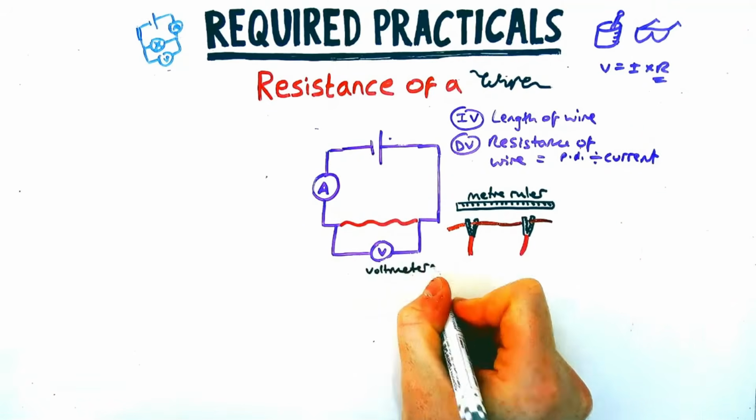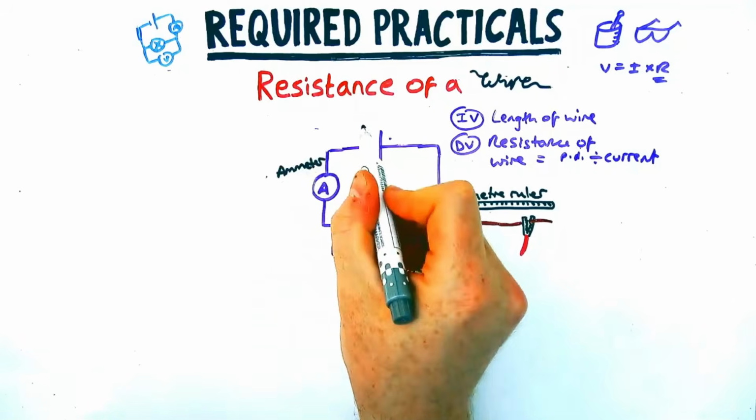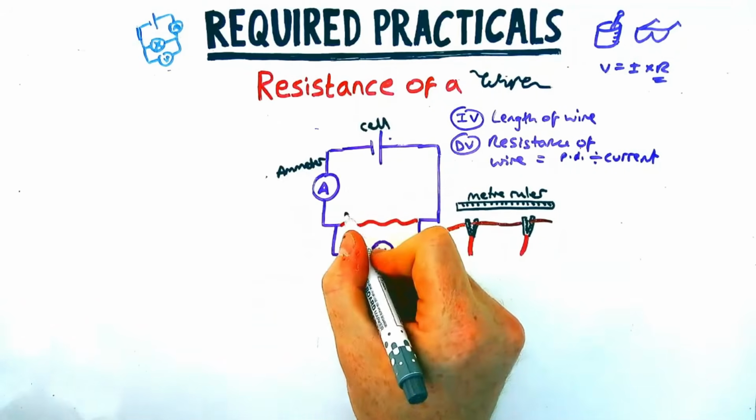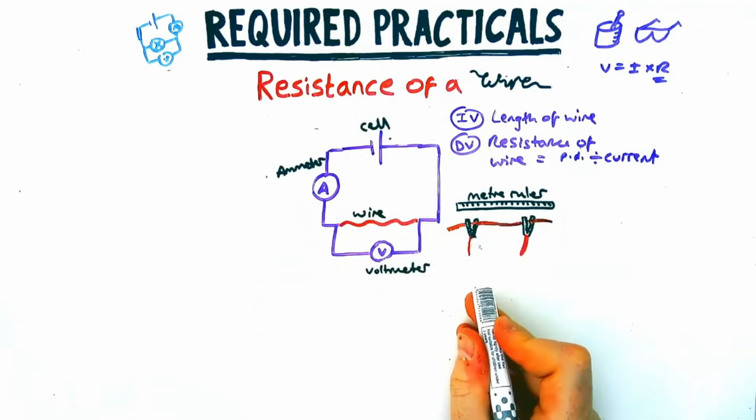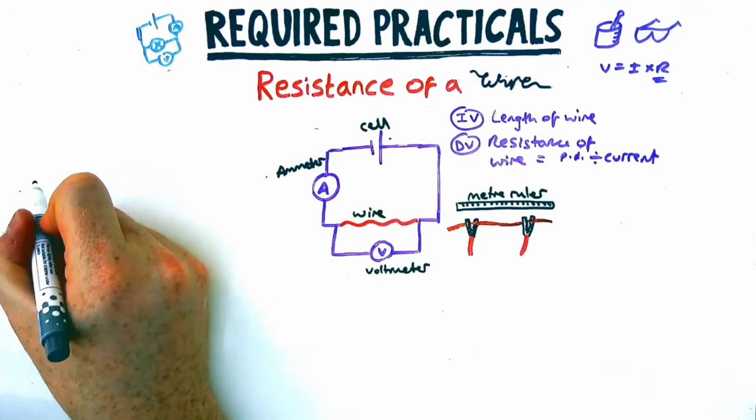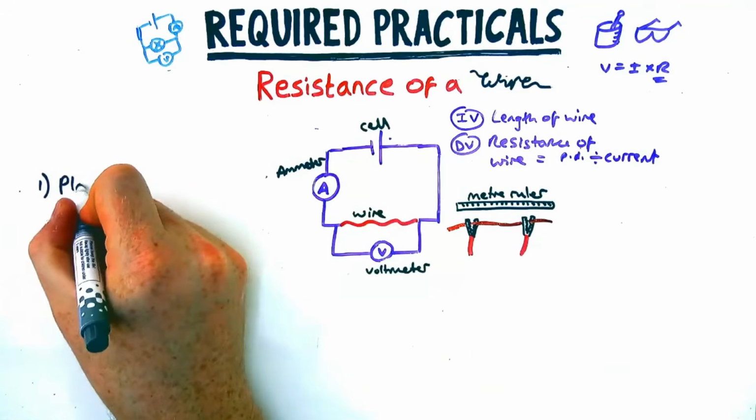Now we might be asked to label the circuit diagram or draw the circuit diagram. So we need a cell or a power source, a voltmeter, an ammeter, and a wire. A wire doesn't really have a symbol, so we just draw a squiggly line. Let's have a look at the method.